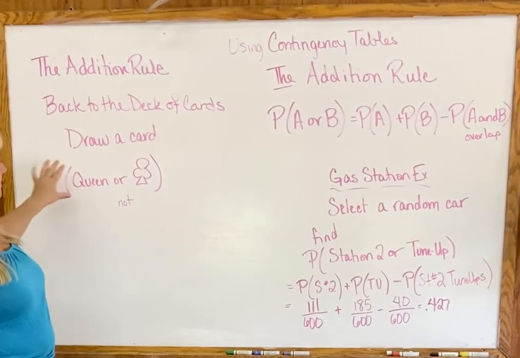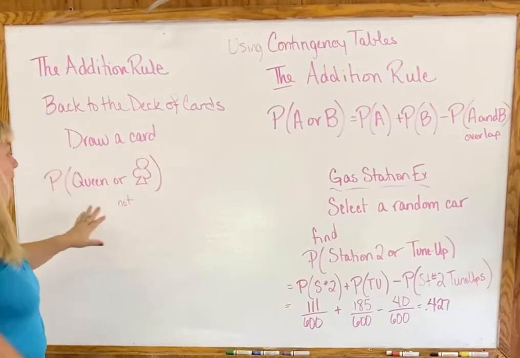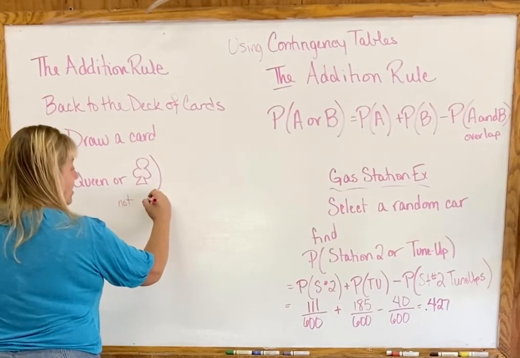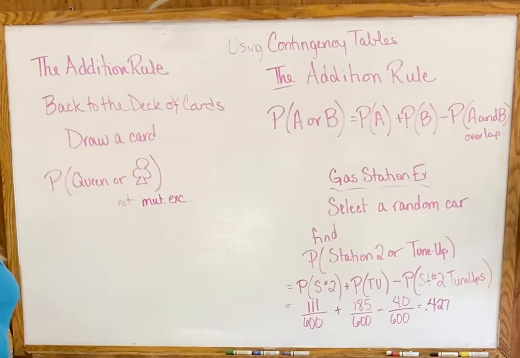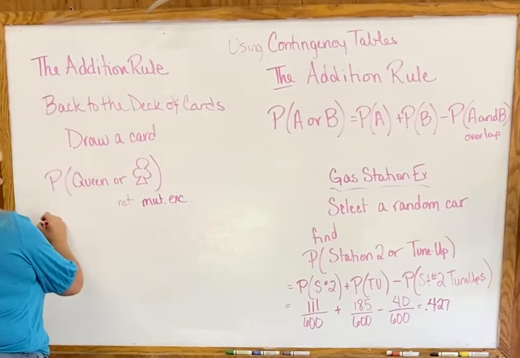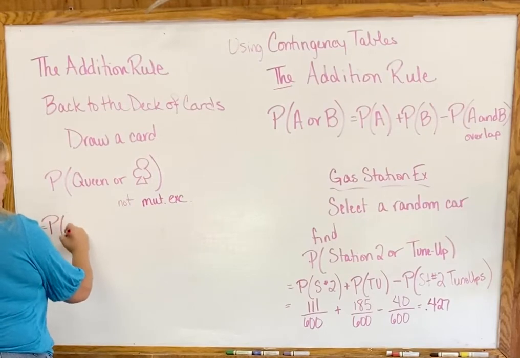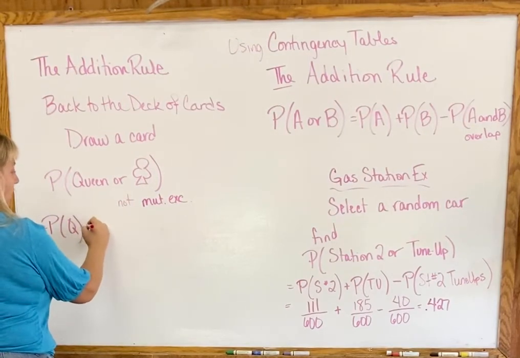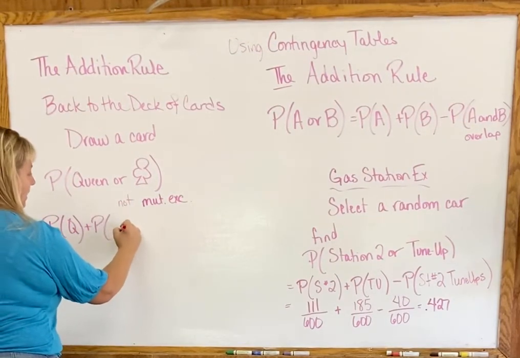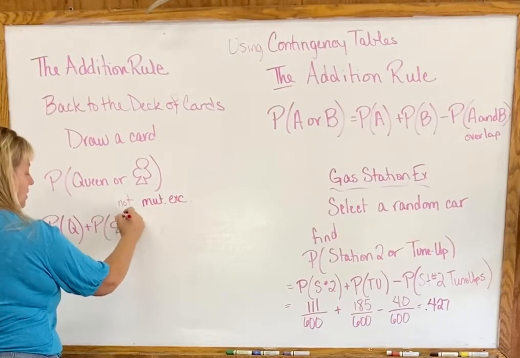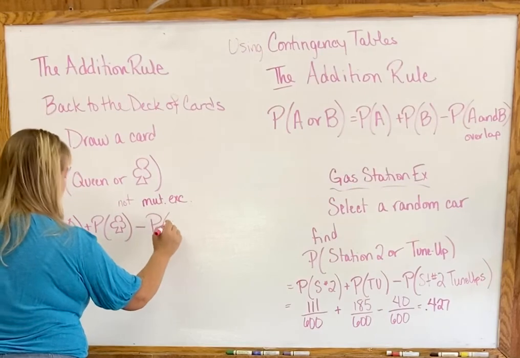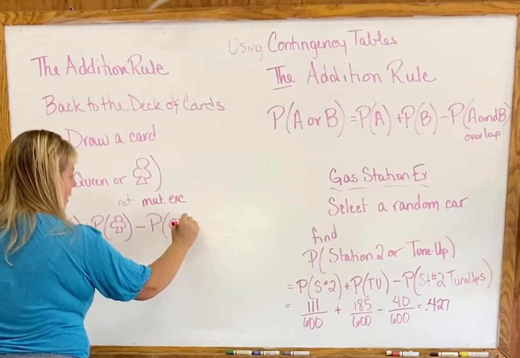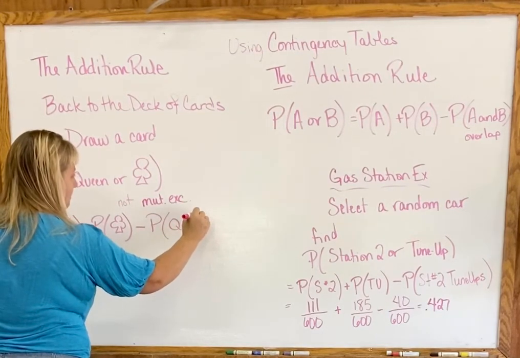Okay, so we have the probability of queen or a club, and what we were saying is that these are not mutually exclusive, right? There is the queen of clubs. So what that means is when we go to do this problem, it's going to be in addition, the probability of queen plus the probability of club, but then we're going to have to subtract away the probability of the queen of clubs.